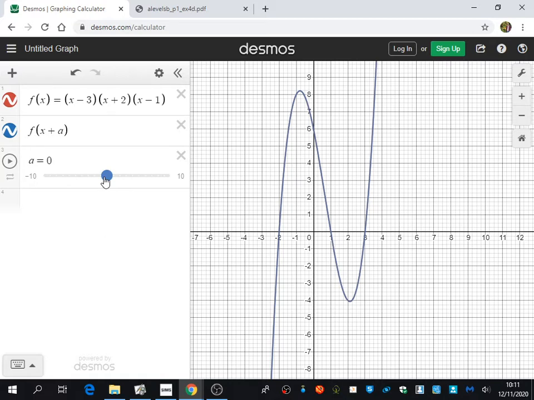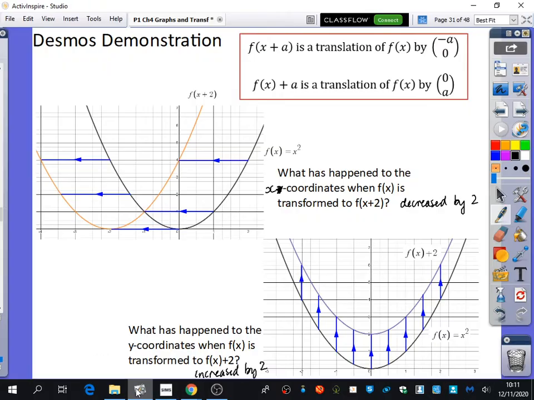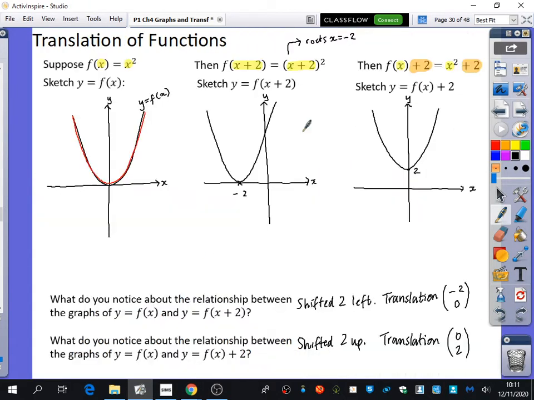To the left. If a is a positive number, it goes to the left. So when I move a to 1, do you see how the blue graph is starting to shift to the left? So I'm making a become a positive number, and it moves the graph to the left. Why does it do that? It does that because of what we just did on this page that we had here. When I did x plus 2 squared, the roots changed to minus 2, so it shifted to the left.